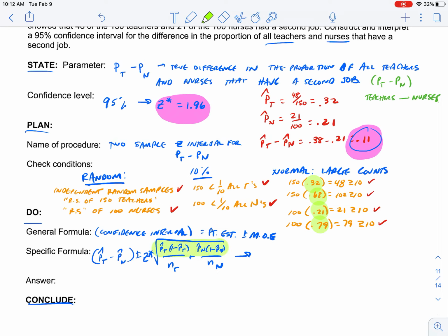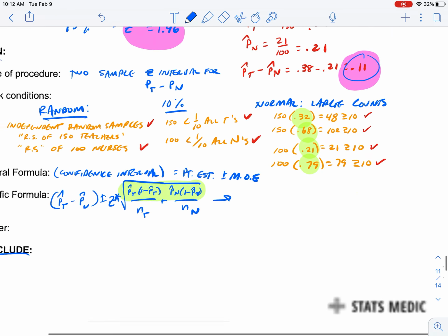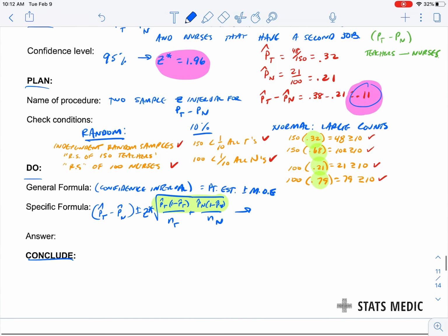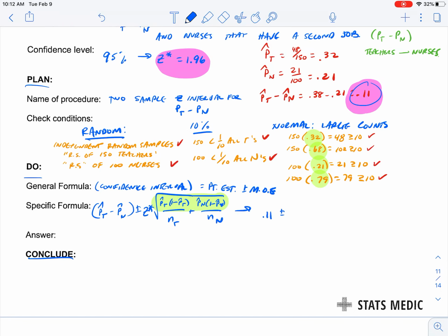Wait, give me a minute. So I actually have my values here that go into my formula up top. And I know my numbers from up above. So all I'm doing basically is just plugging in numbers that I've already been laying out all along here. So I have 0.11, which is my difference, p hat sub t minus p hat sub n, plus or minus 1.96 times the square root of 0.32 times 0.68 over 150, plus 0.21 times 0.79 over 100. And all those values came from up above.